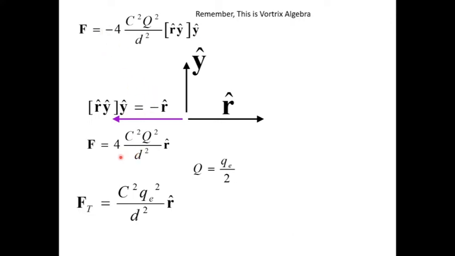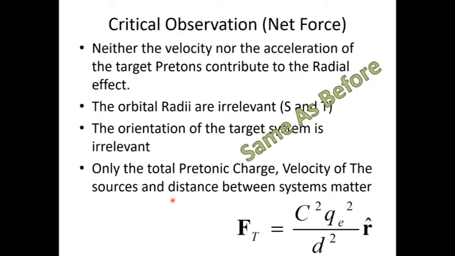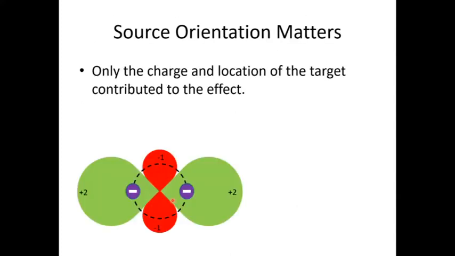And again, we're going to do what we did before, is we're going to replace our pretons with their equivalent of electric charge. So they're 1/2 the unit charge of the electron each. We pump those in, and voila. We're back to Coulomb's model again, exactly. So again, the same exact observations we made before. Because what we're finding out is the source orientation matters.